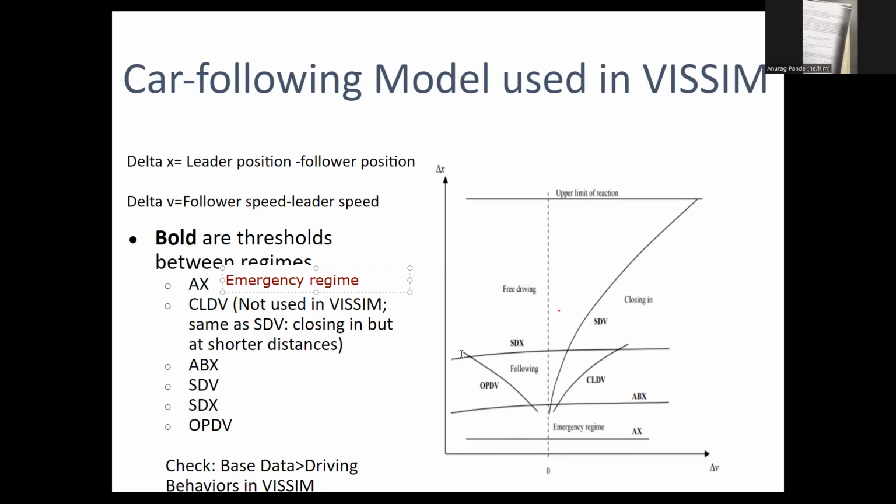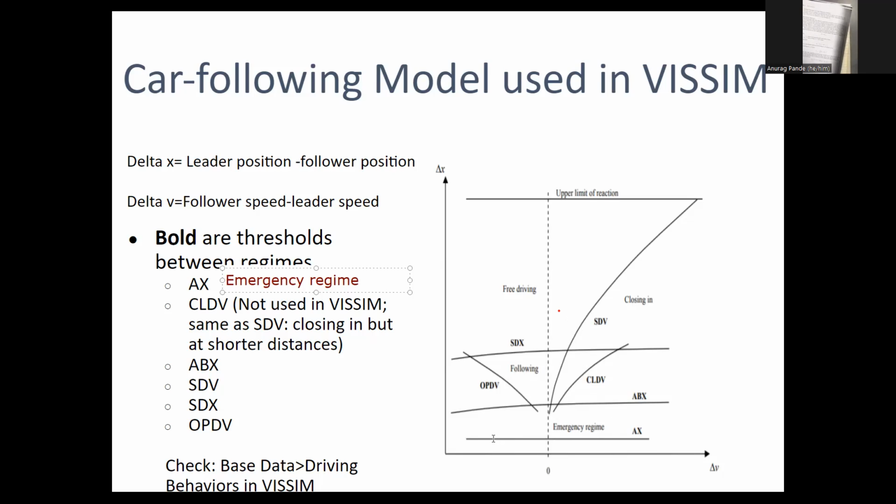So these are the 3 zones: OPDV and CLDV. So CLDV is closing in, but at shorter distances. If you look at the SDV and CLDV, the only difference between the 2 is that one threshold applies for larger distances between the leader and the follower, and CLDV applies at shorter distances. You can see that the CLDV curve is lower than the SDV curve, right? And you can see these are boundaries of different regimes.